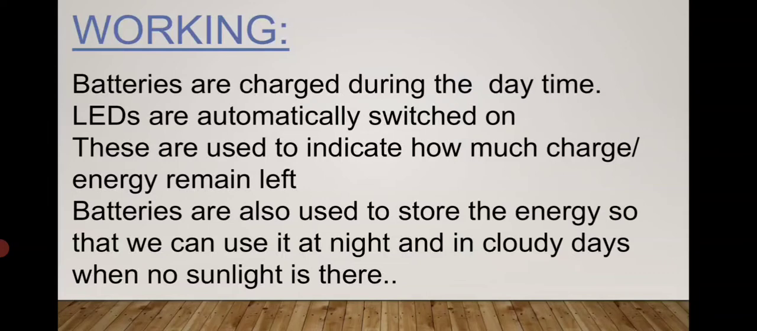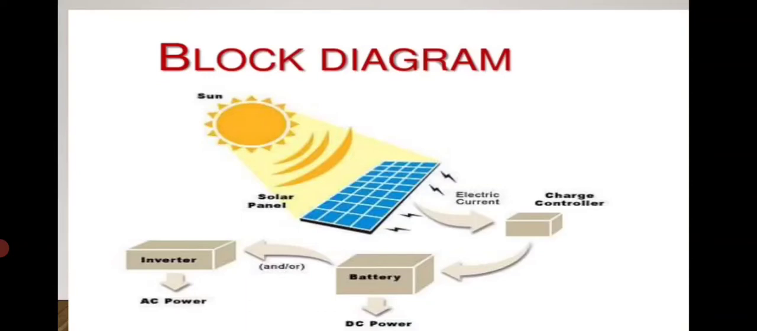Then I am discussing about how solar panel works. Photovoltaic converts sunlight into electric energy, and this effect is known as photovoltaic effect. Solar cells essentially create electricity by converting photons of light into electrons. Solar cells produce direct current or DC. This DC is converted to alternating current or AC by using inverters.